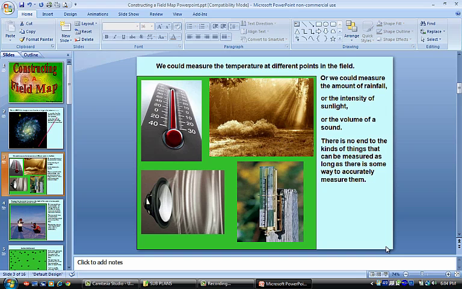Okay, we can measure the temperature at different points in the field. We can measure rainfall, intensity of sunlight, or the volume of sound. There is no end to the things that can be measured as long as they are measured accurately and with a reliable instrument. At the top left we have a thermometer, then we have a picture of sunlight. At the bottom right hand corner we have a picture of a rain gauge. These are instruments that we use on a daily basis to get valuable meteorological information that we use to construct weather forecasts, climatology, things like that.